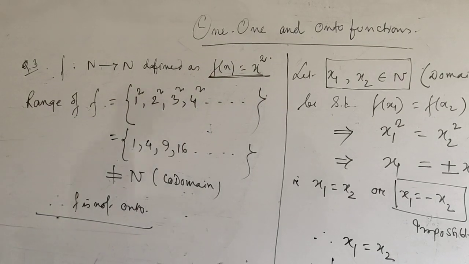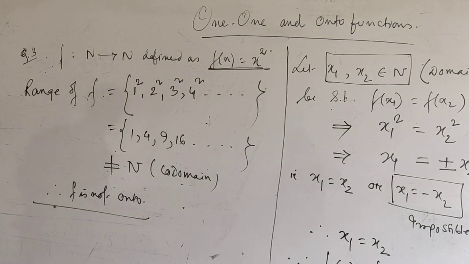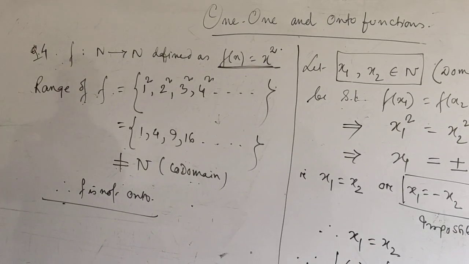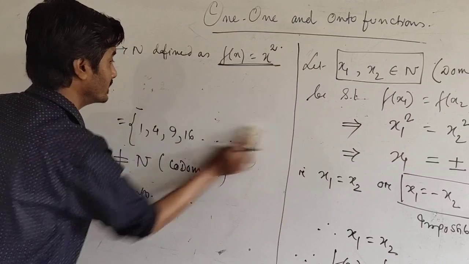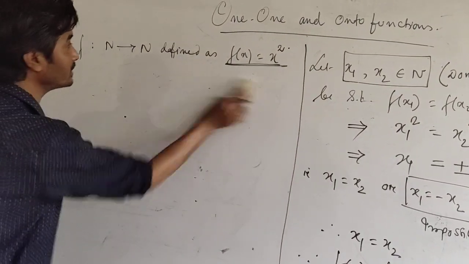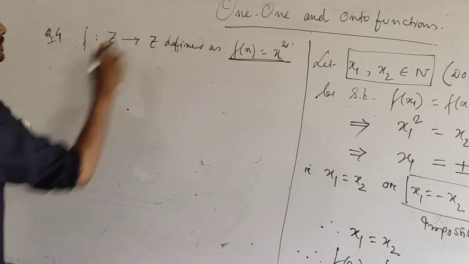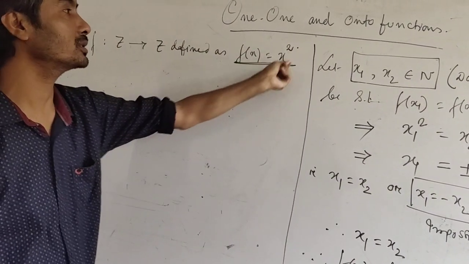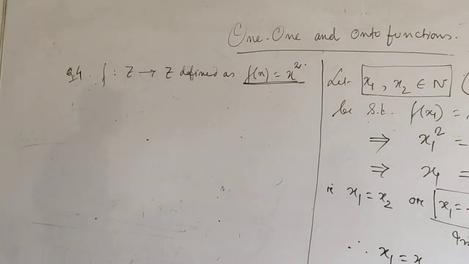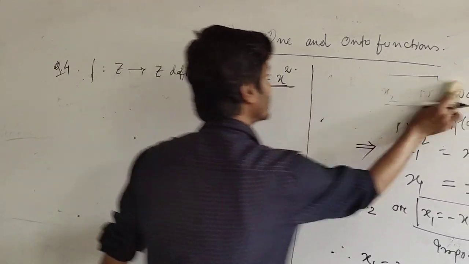So this is all for this function f from N to N defined as f(x) equal to x to the power 2. Then I want to go to the next function, and I want to replace this N by Z for this function. Keeping the definition the same, that is f(x) equal to x to the power 2, I have just replaced N by Z. And I want to check whether this function is one-one or not.